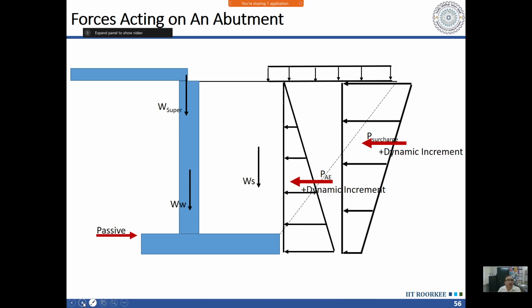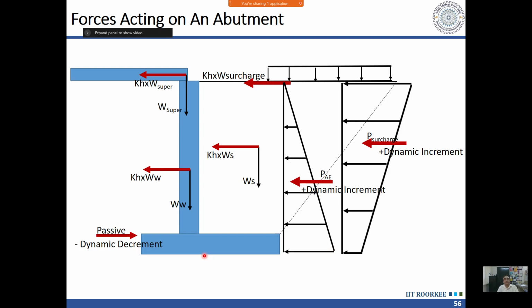Okay, the same thing is applicable to abutments. The difference in an abutment is that a vertical load and also a horizontal force will come from the superstructure. So this additional force will come from the superstructure. Now one more issue here is that for calculating the force, what value of period and response reduction factor we should use. Actually, this concept of period and response reduction factor is not applicable in case of retaining walls and abutments.